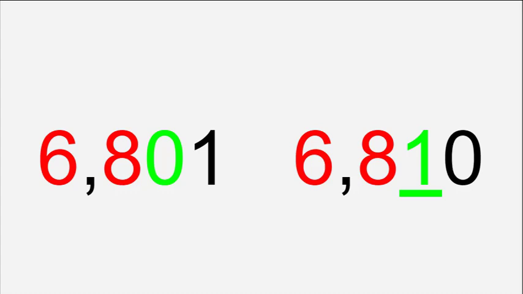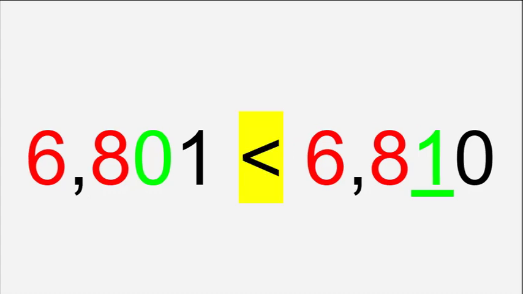The first number has a 0 in the tens place value. The second number has a 1 in the tens place value. 0 is less than 1. 1 is more than 0. The correct answer is 6,801 is less than 6,810. Check your answer.